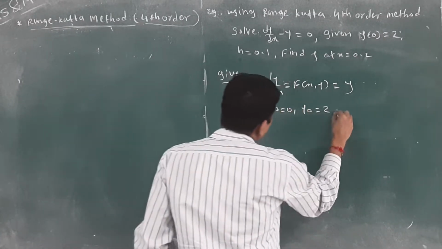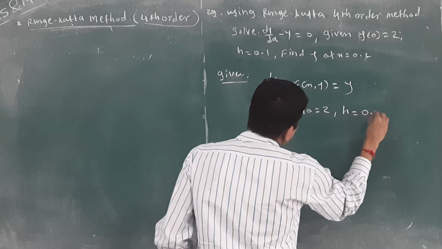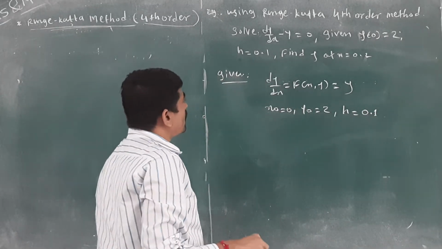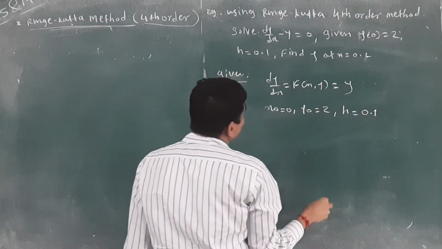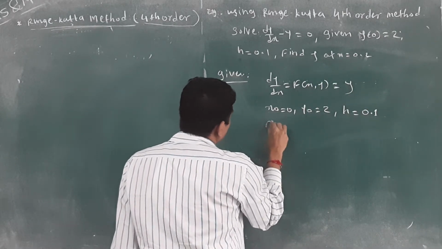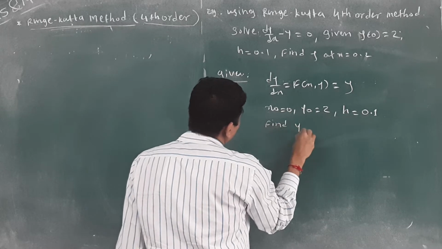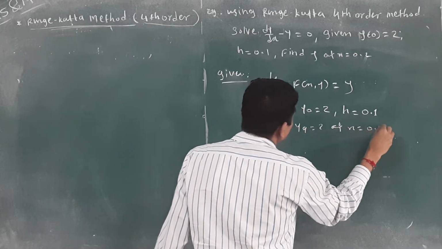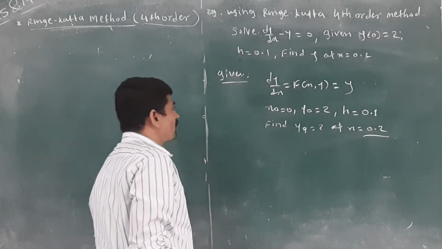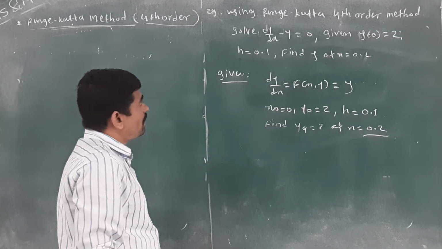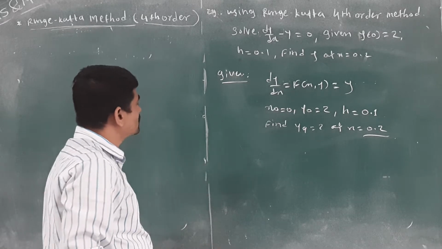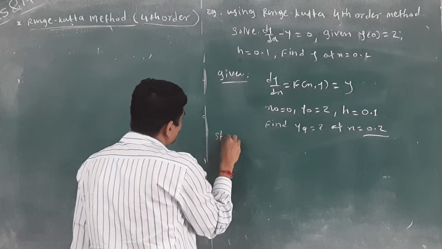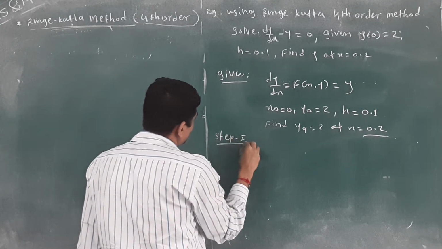Then the step size h is given as 0.1. Find y at x is equal to 0.2. What do we want to find? Find yg at x is equal to 0.2. That is what we want to find out. Are all of you getting how to write the initial given data with the problem statement? Then you have to write step number 1.